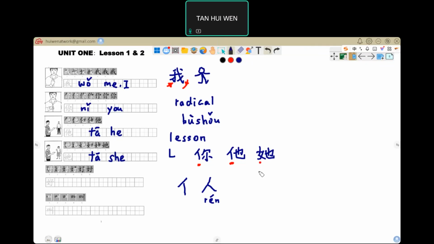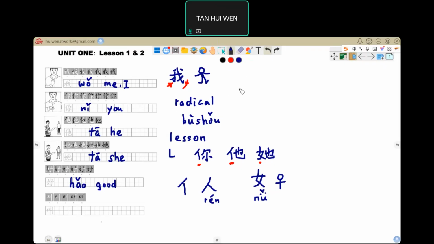This is the radical for she. This is 女. It's a girl, a female woman. So she is a female, so the radical is a female radical. But the right side is the same. So this is she with a girl, and this one is gender neutral or he. And then we have this word, 好, hao. Hao is good.